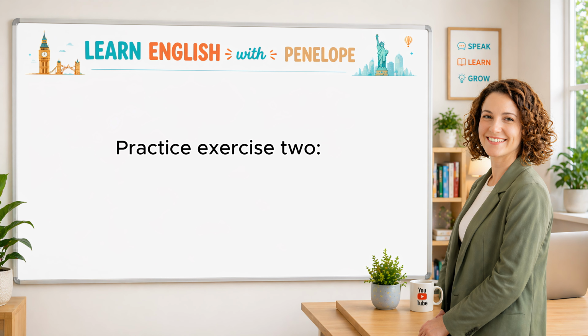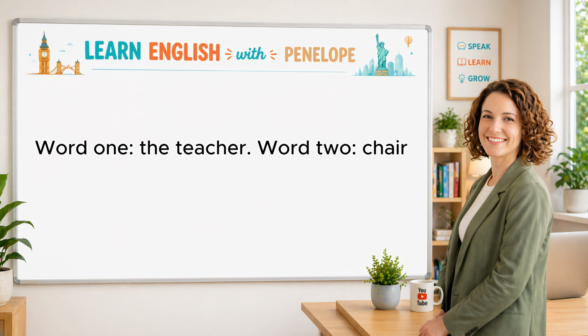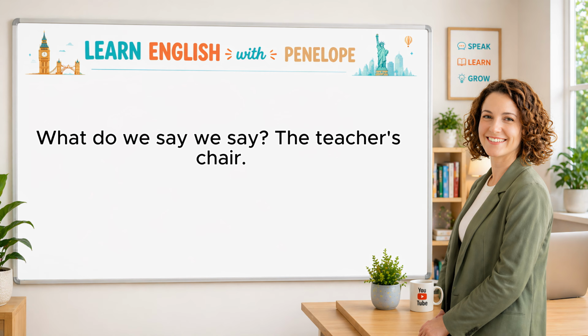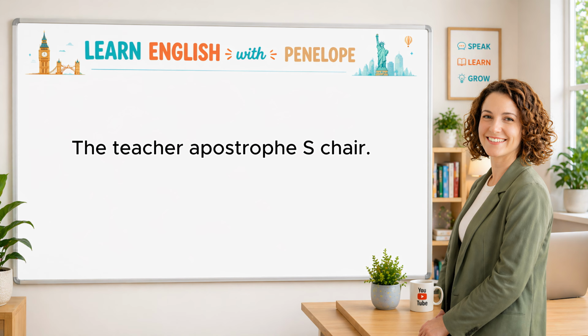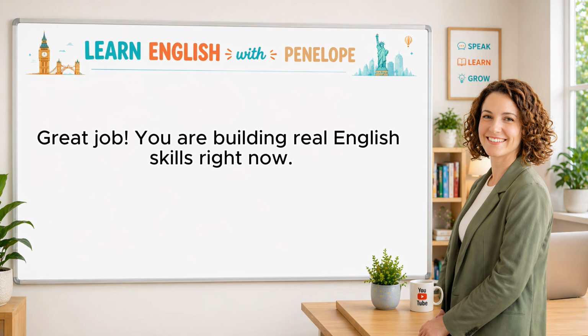Practice exercise 2. Word 1, the teacher. Word 2, chair. What do we say? We say the teacher's chair. The teacher apostrophe S chair. The teacher's chair. Did you get it? I hope you did. Great job. You are building real English skills right now.